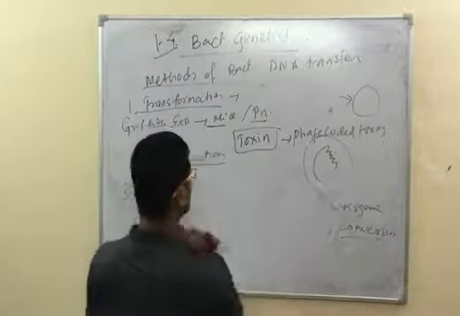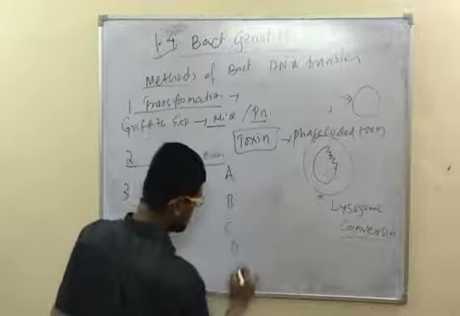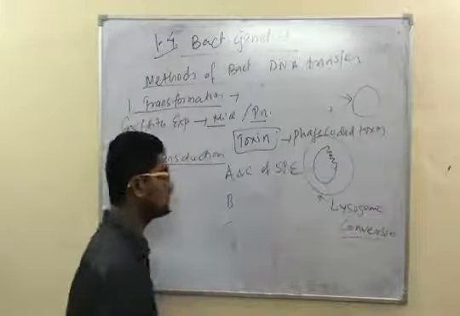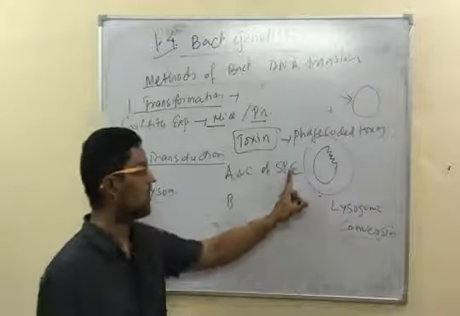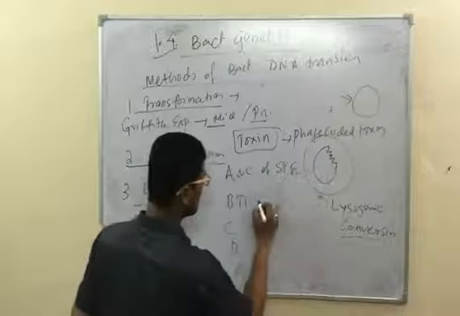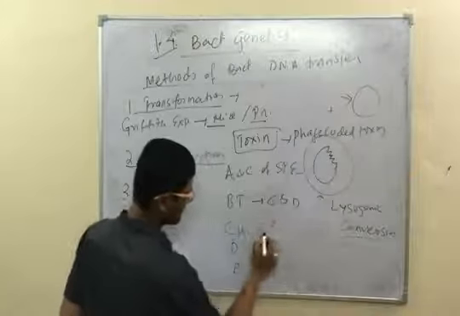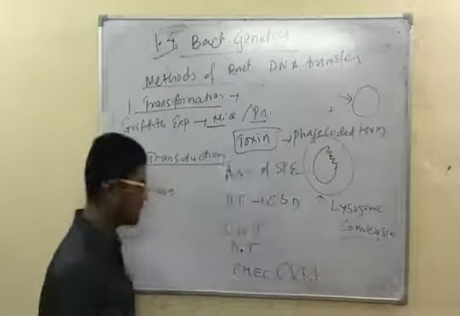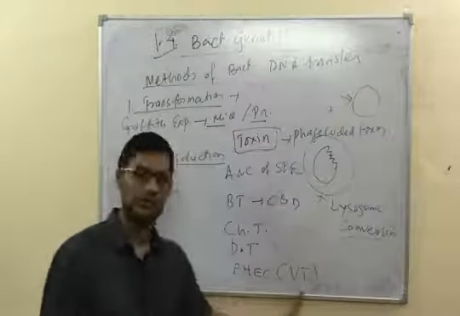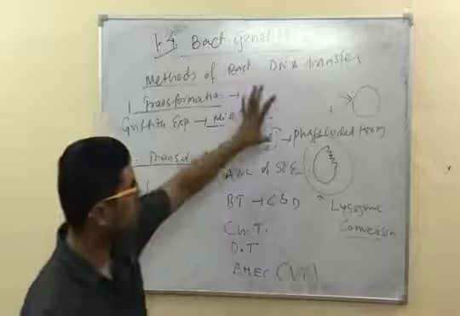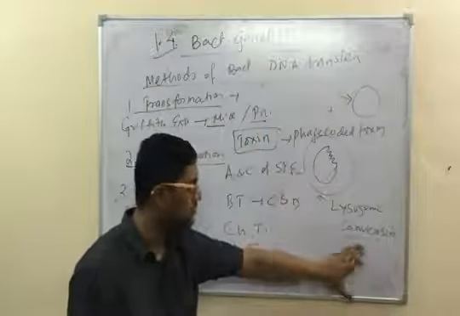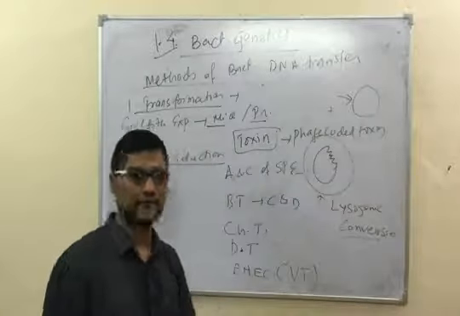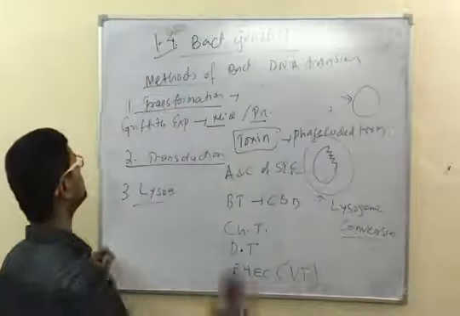I have already explained earlier, they are abbreviated as A, B, C, D, E. Streptococcus pyrogenic endotoxin A and C. Botulinum toxin C and D. Cholera toxin, diphtheria toxin, and enterohemorrhagic E. coli verocytotoxin. So please remember, there are 5 toxins which are coded by bacteriophage. And during the lysogenic conversion stage, the bacteriophage coded toxins impart the toxicity property to the bacteria. So this is called lysogenic conversion.